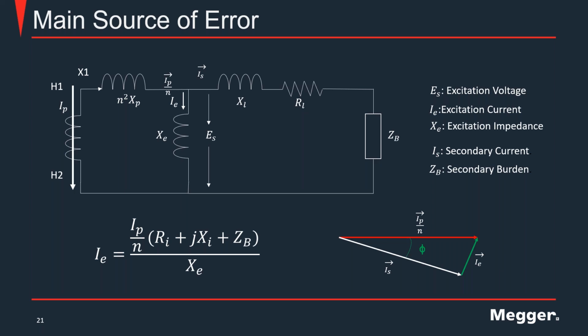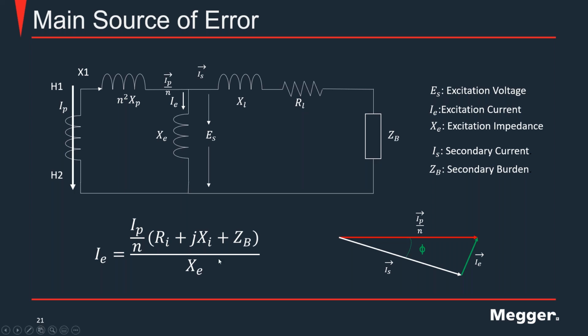Slide 21, perfect. Well, the answer to that question, I would say we could talk about many different parameters, but the answer comes straight from this equation that I'm showing down here. IE, the excitation current, equals the primary current divided by the ratio times the impedance that you have connected to the CT. Now, the impedance in this case is mainly the burden plus the wires that you have connected to the CT.